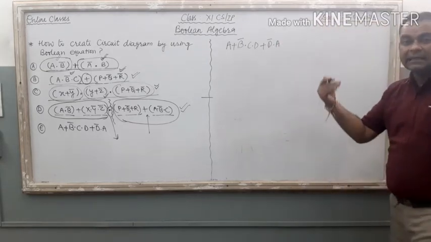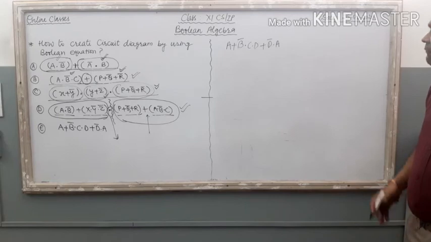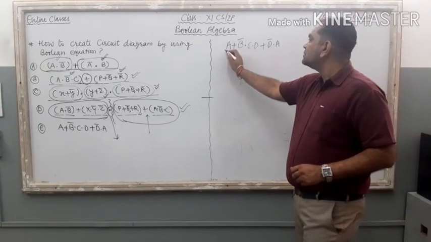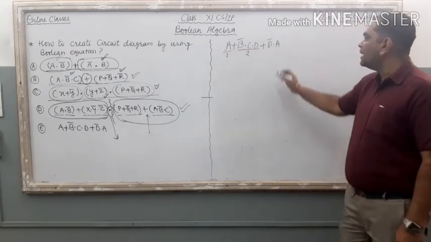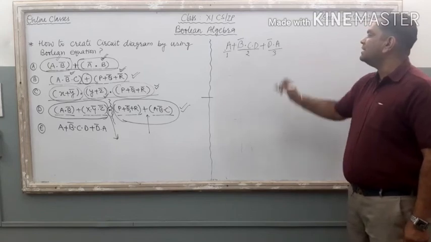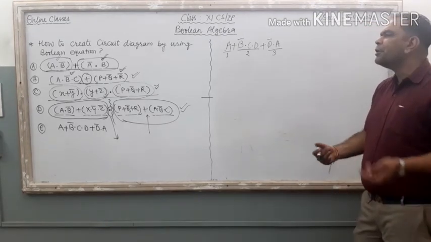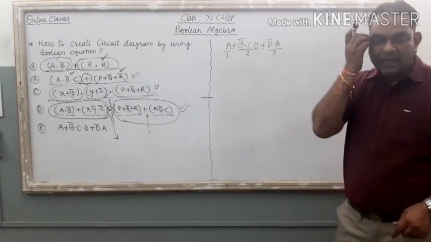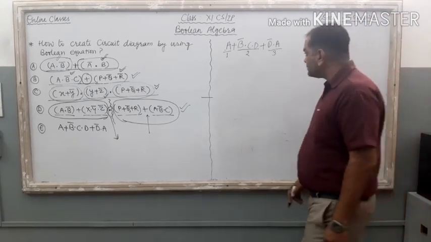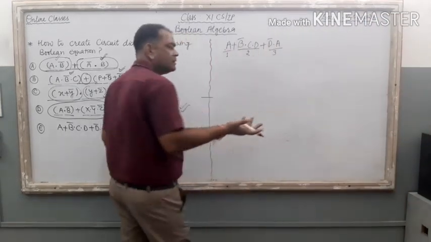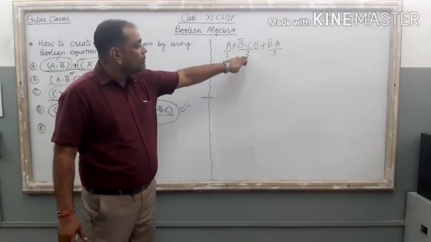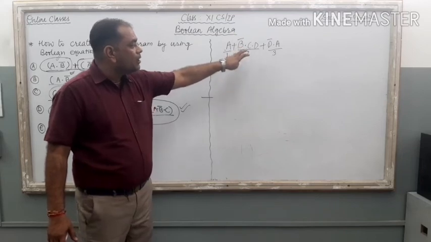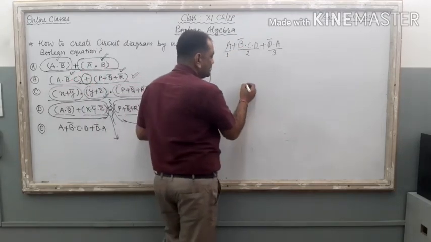So by seeing this equation, if I am going to filter this equation into different parts, A is the first part, B bar dot C dot D is the second part, and D bar dot A is the third part. Right? Or you can develop according to your style. Now what is there? A, direct line, need not draw any circuit for that particular A. Now I am going to draw the second part, B bar dot C dot D.